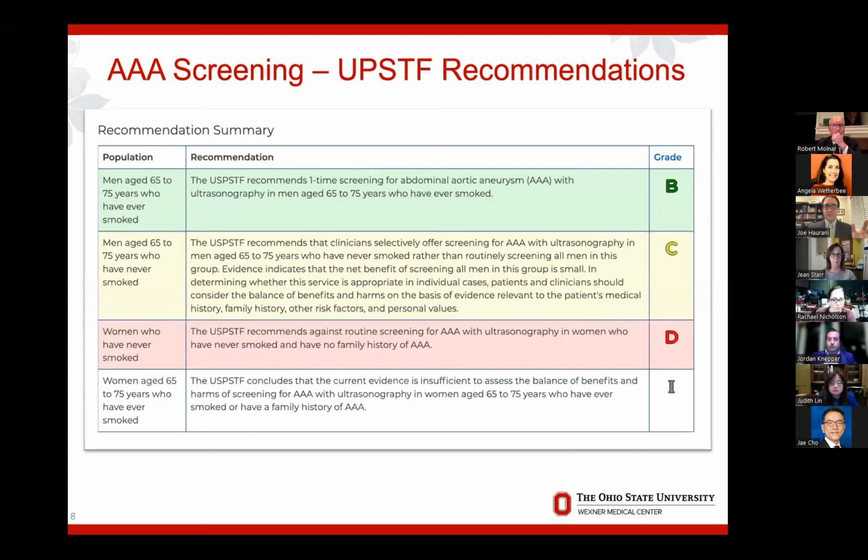The men 65 to 75 who have ever smoked is still a strong recommendation, one-time screening. They included some more definition for the men 65 to 75 who have never smoked to better define those that are at higher risk and would potentially benefit from this. They still have the do-not-screen recommendation for women who have never smoked, but did add in this sort of not-enough-evidence, but maybe consider it in women who have smoked, especially with a family history.